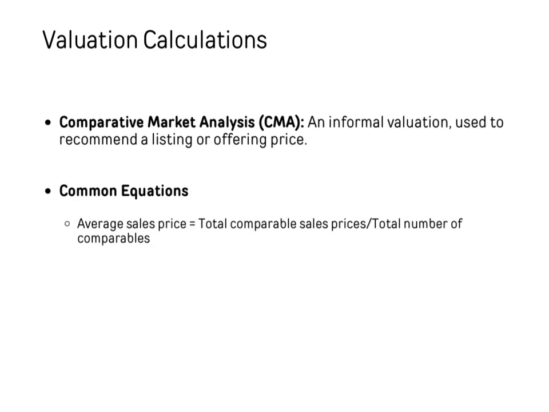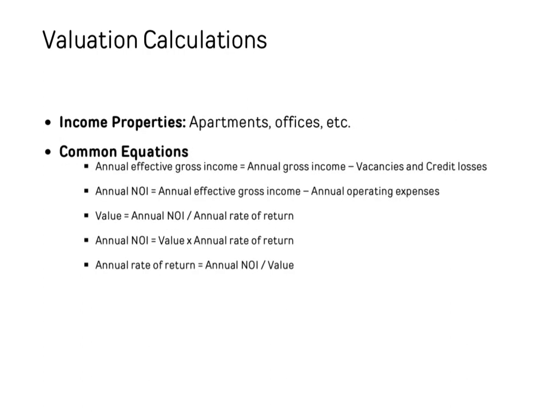Comparative market analysis, CMA, is an informal valuation used to recommend a listing or offering price. Common equations: average sales price = total comparable sales prices / total number of comparables. Income properties are apartments, offices, etc. Common equations: annual effective gross income = annual gross income - vacancies and credit losses. Annual NOI = annual effective gross income - annual operating expenses. Value = annual NOI / annual rate of return.